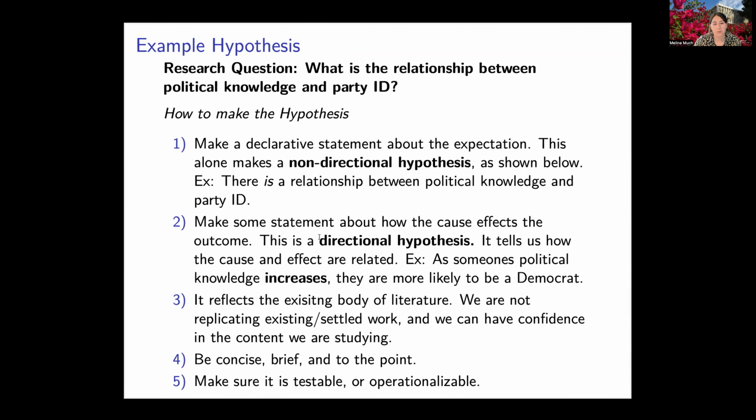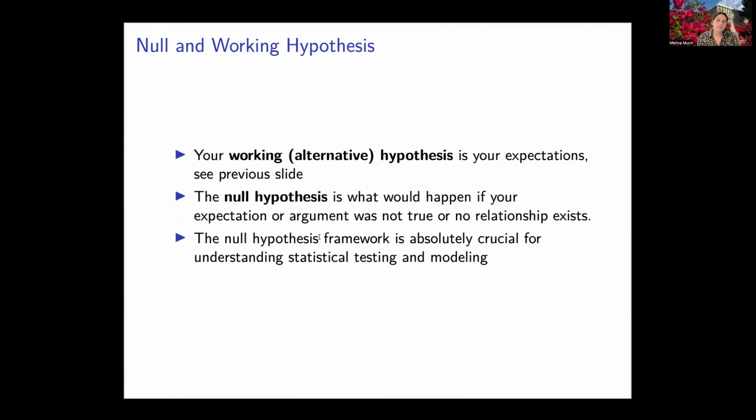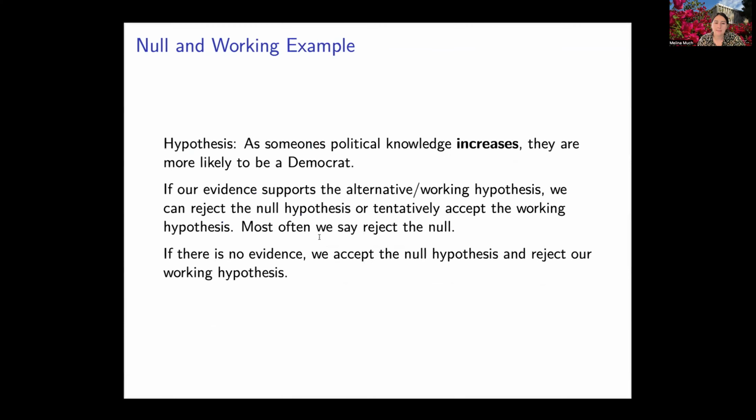The null hypothesis would look really similar for part two. Instead of as somebody's political knowledge increases, they're more likely to be a Democrat, it would just be that political knowledge is not related to being a Democrat. So the null hypothesis framework, as I said, is absolutely crucial for understanding statistical testing and statistical modeling. We'll return to this as soon as we start getting into t-tests, chi-squared, and regression. We'll be able to understand it in context a little more clearly, and why you need to know the null and working hypotheses.